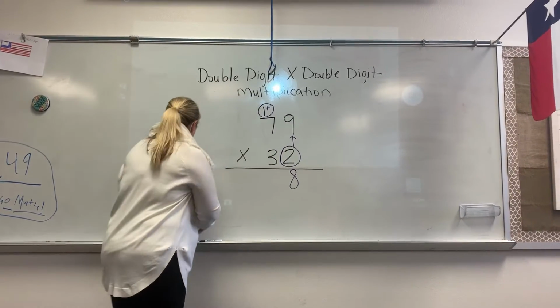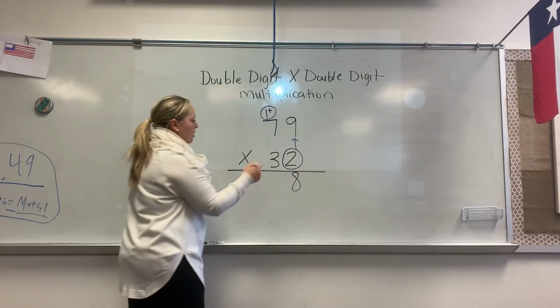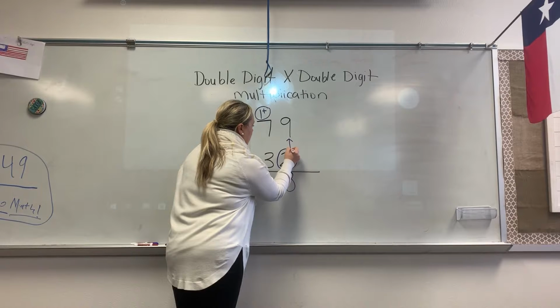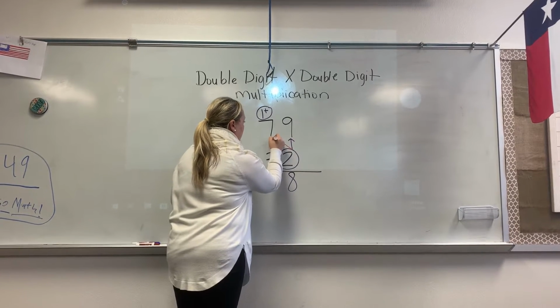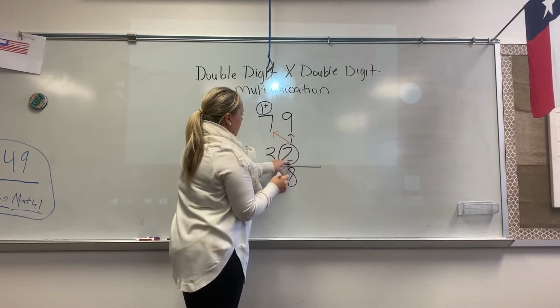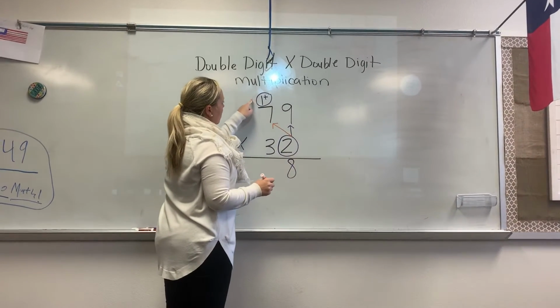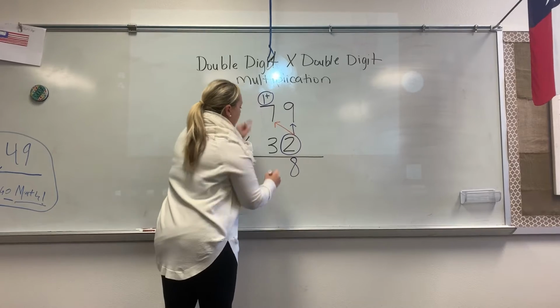So I carry my 10 and put a 1 and I put an addition symbol up top. The next step is to take the 2 and distribute it to the tens place. I'm going to take the 2 and distribute it to the 7. 2 times 7 is 14, but I need to add the 1. So then it's going to be 15.